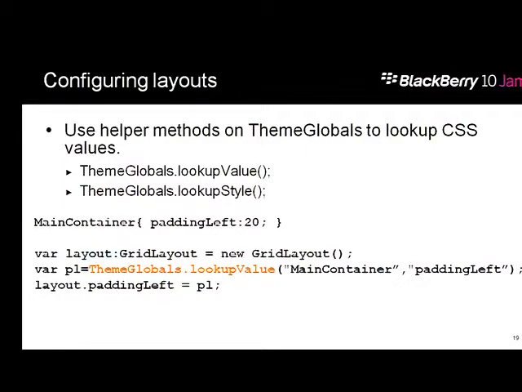So if I wanted to look up this main container CSS that you see here, I would say lookupStyle main container. And it would go and bring me back an object, and it would have all the different properties and values set in there. Now, the lookupValue one is if I only want to get one property. I could say lookupValue and pass in main container, and then the second parameter would be padding left, and then it would return 20 for me. So you can see that example below there.